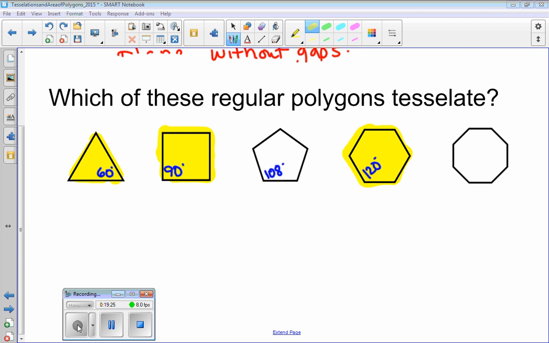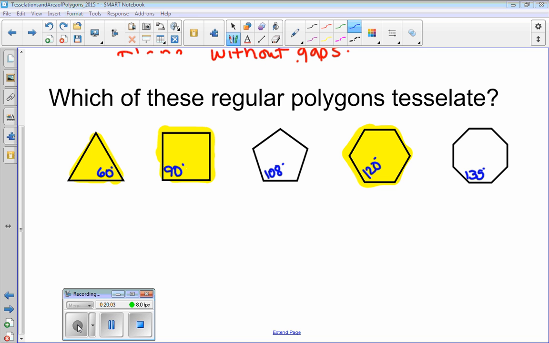Why are there gaps? The answer is no. Why is the answer no? It doesn't work. What's the same process that I did with the interior angles? What's the interior angle of an octagon? 135. Is 360 divisible by 135? No, that's why it doesn't work. That's why there would be gaps. So if we had a bunch of octagons, they wouldn't fit together for that reason.